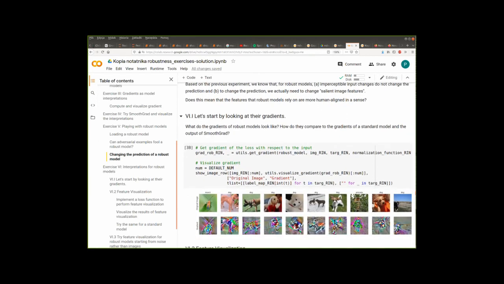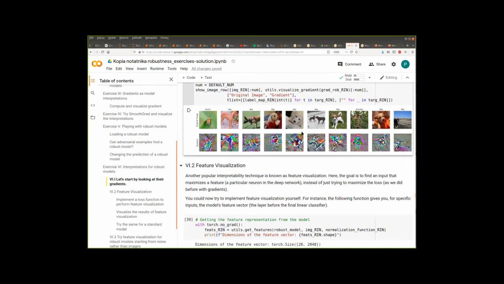It also starts with our standard gradient interpretation. As you may remember, for a standard neural net this interpretation was just a mess. You could see something after averaging, but here we are computing gradients for this robust network, and we actually can see something. There are some consistent patterns in these gradients for robust networks. So we can believe that our robust network is somehow more interpretable as well.